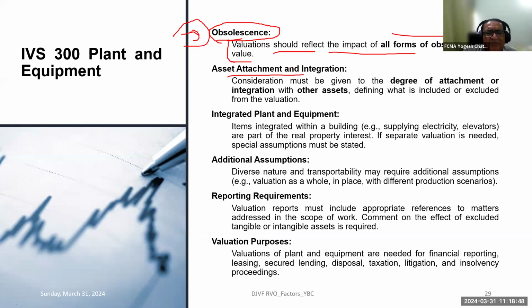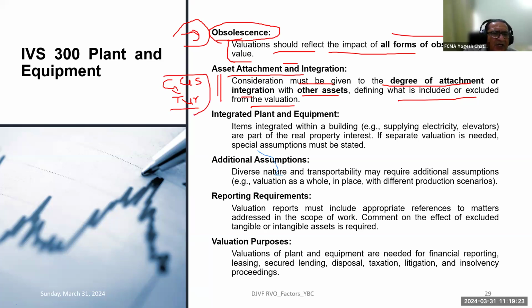Then asset attachment and integration. Consideration must be given to the degree of attachment or integration with other assets, defining what is included or excluded from the evaluation. Supposing in one factory, gas turbine equipment is deployed, and that is attached with the other plant and machinery. That is part of the entire production system.